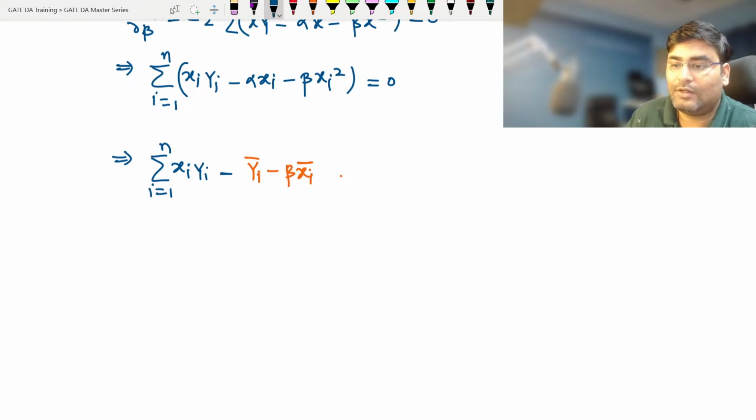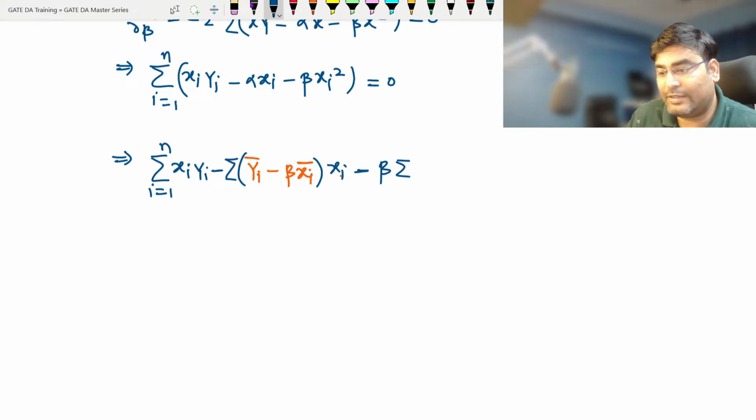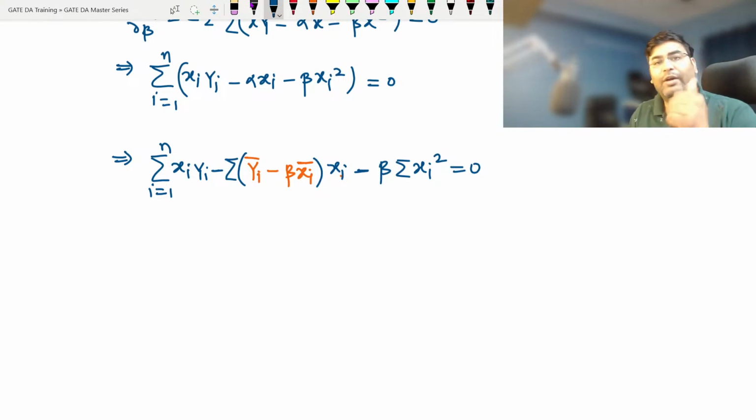Perfect. Now this whole thing is your alpha, and then you will do xi, and don't miss this sigma. Sigma is sitting outside. Minus beta sigma xi whole square, equal to 0. I'll take a pause, guys, because this is really tricky and you have to be careful. Give me a go ahead if you are able to follow this.